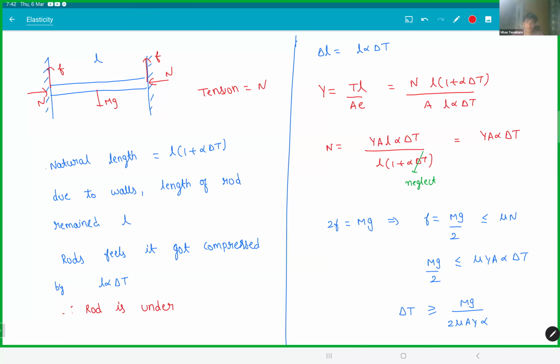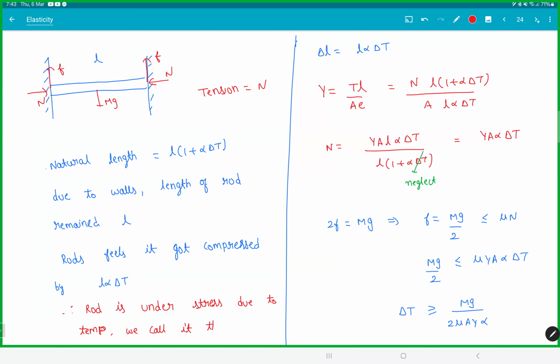Sir, 1 plus alpha delta t becomes 1 minus alpha delta t. And then go ahead. Think till the end. Don't get one point and think like you figured out something. Go till the end, as the examiner will come and tell you all these things. So the rod is under stress due to the temperature. We call this thermal stress.